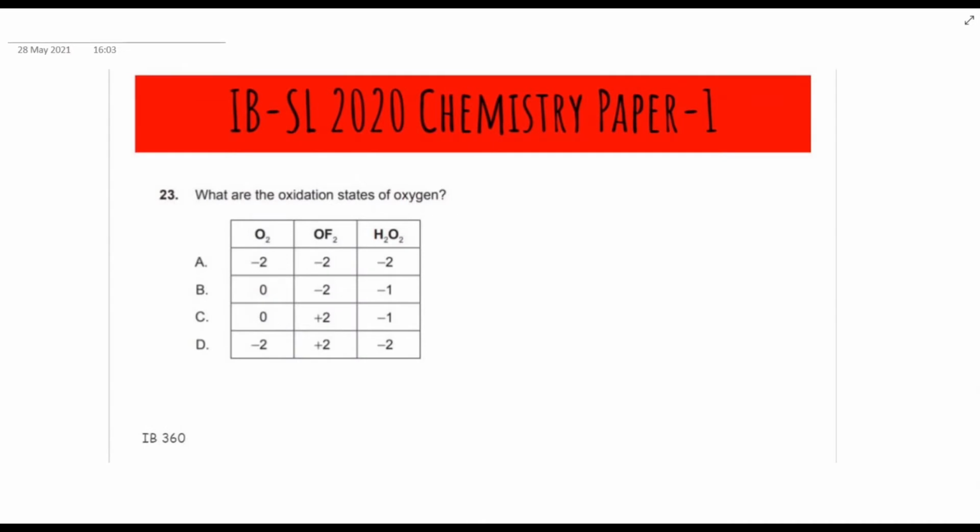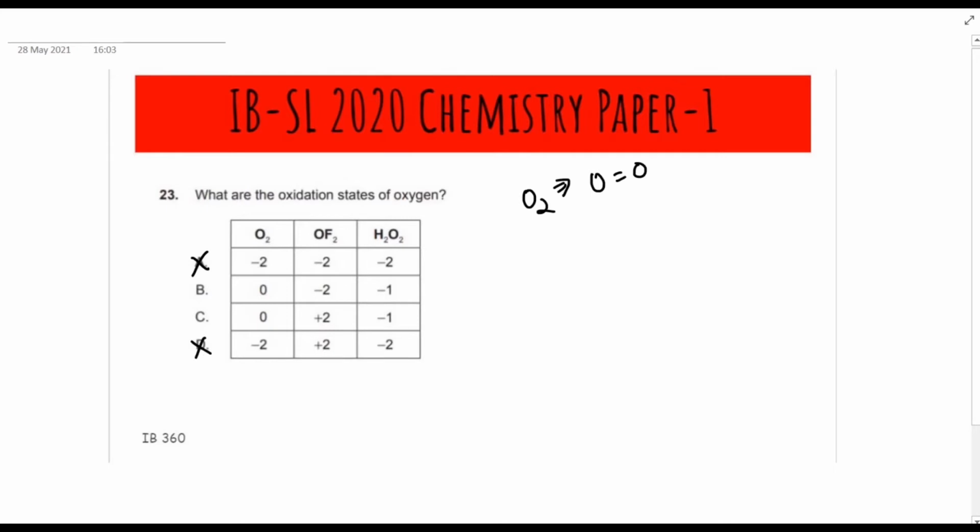Now in this question, we need to find out the oxidation states of oxygen in the following compounds. In O2, the oxidation state of oxygen is 0, because oxygen is bonded to oxygen itself, and when an element is bonded to the same element, its oxidation number is 0. So our options A and D are out. It would be either option B or C.